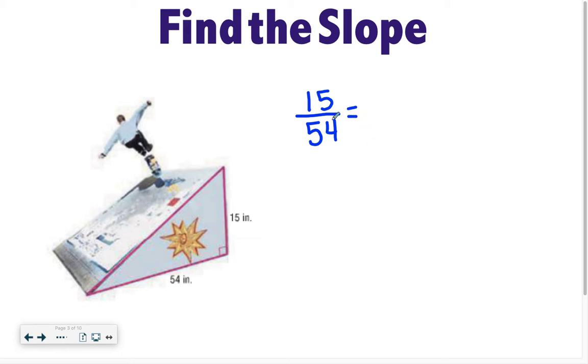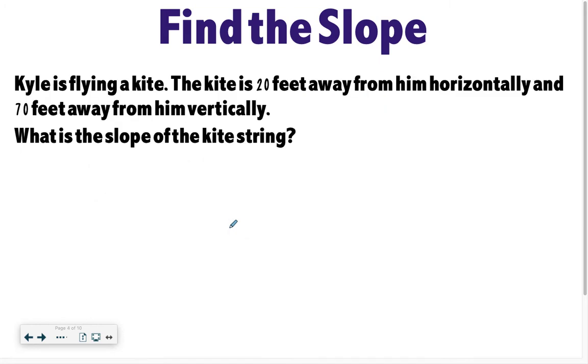So I need to look and find a number that goes into both of those. I know that 2 doesn't go into both of these because 2 doesn't go into 15, but 3 can go into 15 5 times, and 3 can go into 54 18 times. And then I look at this fraction and I say, is there a number that goes into both 5 and 18? No. So my slope of the ramp is 5 over 18. And that's all you have to do. Okay? Find the slope of this kind of story problem.